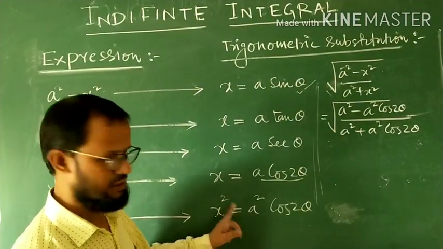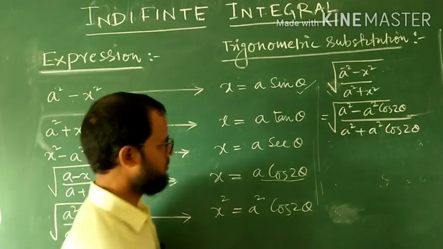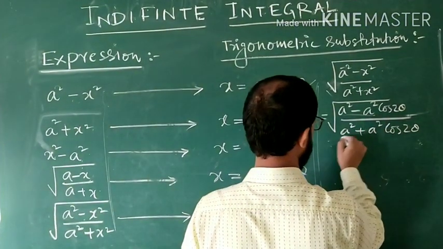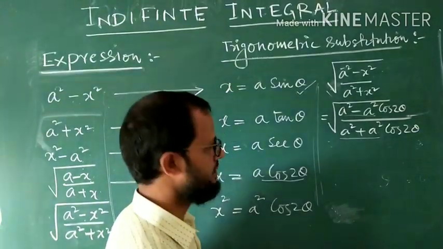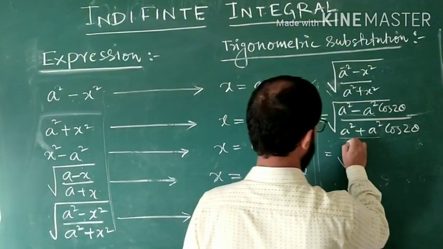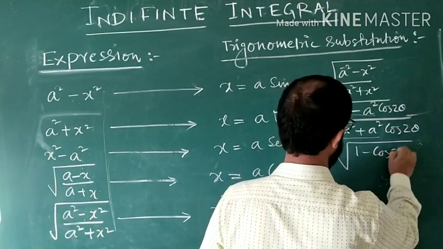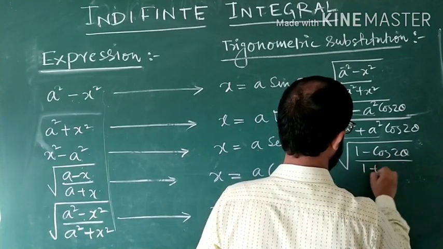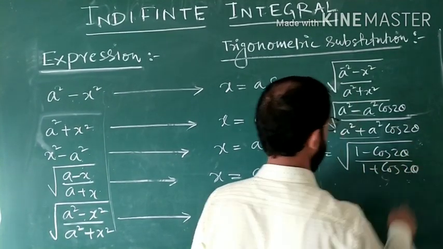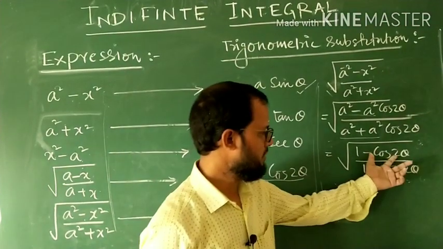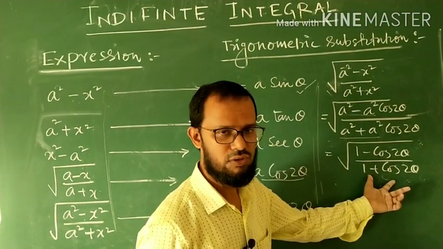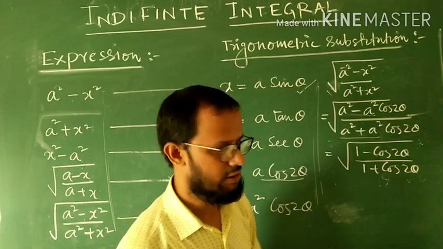That's why I am writing x square. Just x square is replaced by a square cos 2 theta. What is the reason? If you take a square common, then a square will be cancelled, and ultimately your expression becomes 1 minus cos 2 theta divided by 1 plus cos 2 theta. And already I have explained this. So you can reduce into 2 sin square theta, it reduces into 2 cos square theta, and ultimately it becomes tan theta.